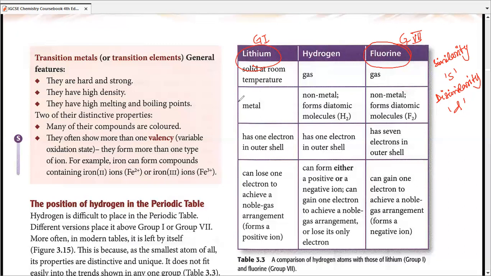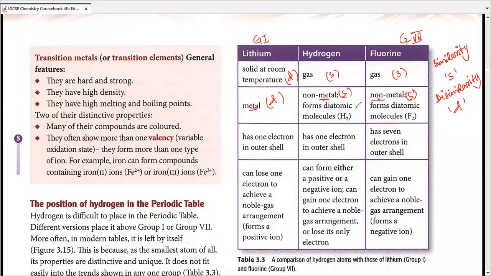Let's start comparing them. When we compare, as I said earlier, I am going to mention the similarities and dissimilarities. So hydrogen is a gas and fluorine is also a gas. So there you go, you have a similarity of hydrogen and fluorine, but lithium is solid at room temperature. So that's the difference you have. Moving on, if we talk about the metallic character, hydrogen is a non-metal, and I'm going to separate this point from the rest. So it's similar to fluorine, but it's dissimilar to group 1 metals.